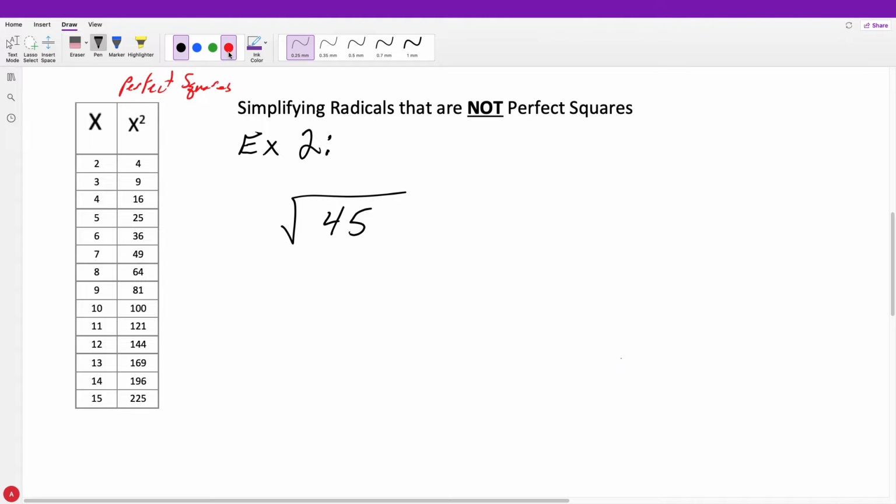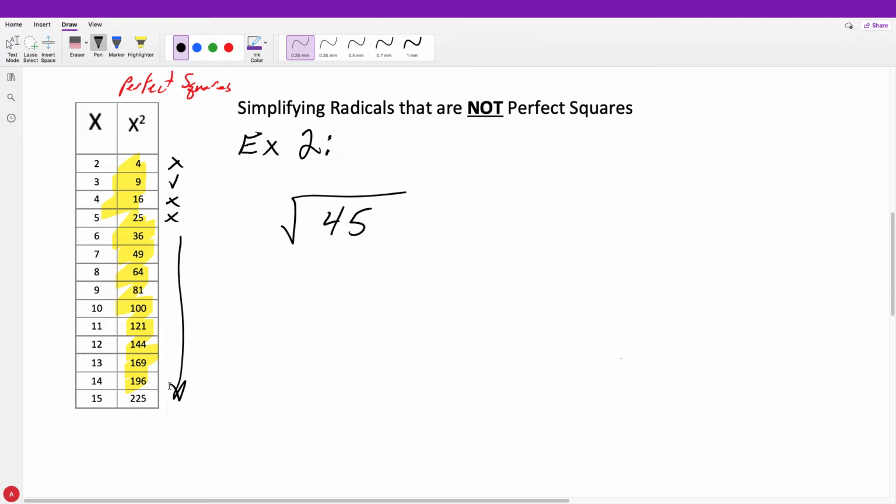All right, so our next one, the square root of 45. Now I look, hoping, is it a perfect square? No, it's not. So now when it's not a perfect square, I'm going to look at all my perfect squares and say, well, which one of these, if any, divide evenly into 45? Well, 4 doesn't, 9 does, 16 doesn't, 25 doesn't.